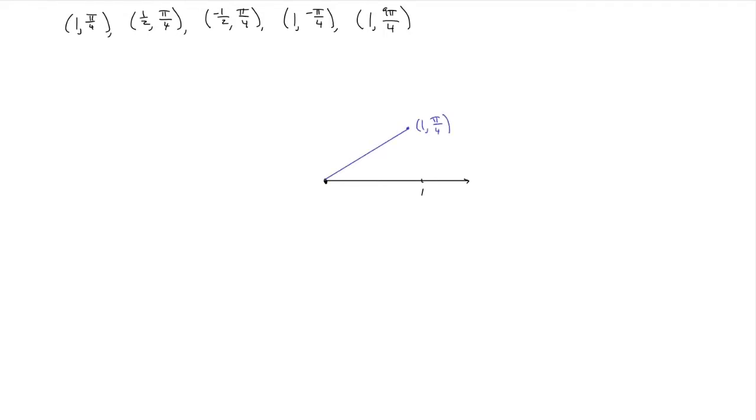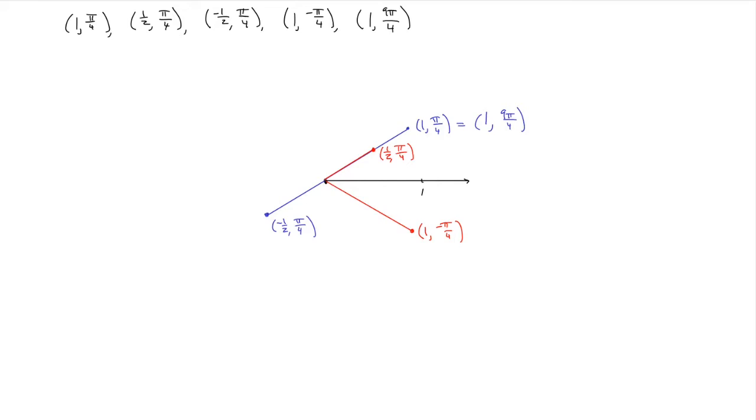(1, pi over 4) is approximately over here, which would put (1/2, pi over 4) where I've drawn it here in red. And that would make (negative 1/2, pi over 4) right around there. And (1, negative pi over 4) is right around here, because negative pi over 4 is pi over 4 in the clockwise direction. And finally, (1, 9 pi over 4) is the same point as (1, pi over 4), since 9 pi over 4 is pi over 4 plus 2 pi, or in other words, pi over 4 plus another full time around the circle.